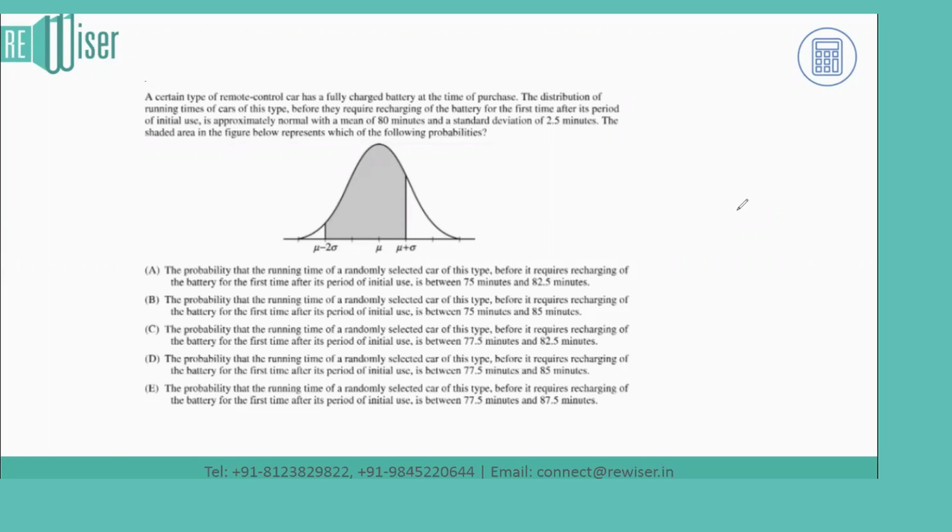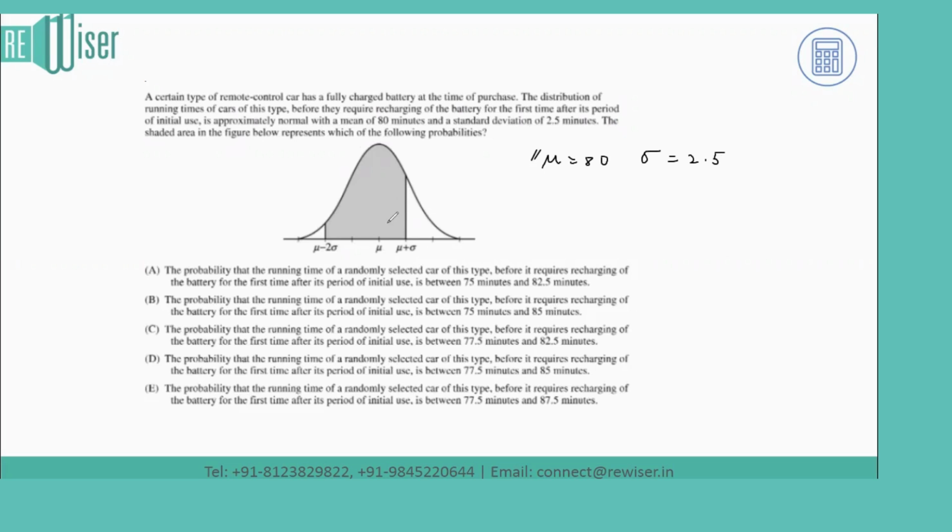The question says a certain type of remote control car has a fully charged battery at the time of purchase. The distribution of running times of cars of this type before they require recharging of the battery for the first time after its period of initial use is approximately normally distributed with a mean of 80 minutes and a standard deviation of 2.5. So they have given that the mean is 80 minutes and the standard deviation, sigma, is 2.5 minutes. The shaded area in the figure shown below represents which of the following probabilities.